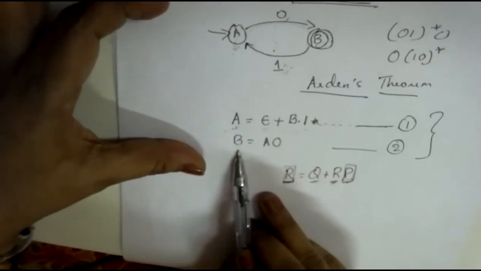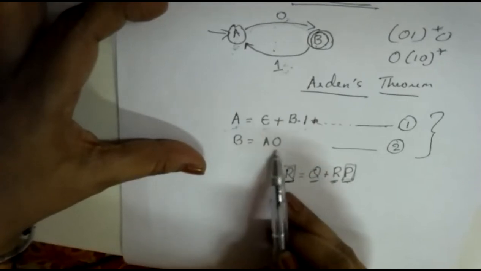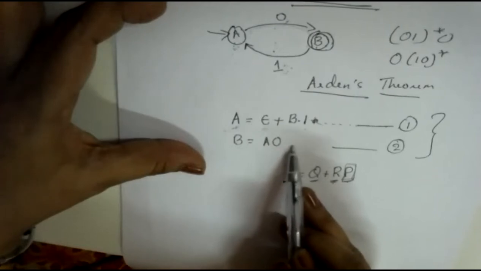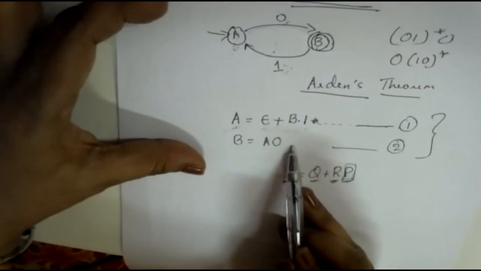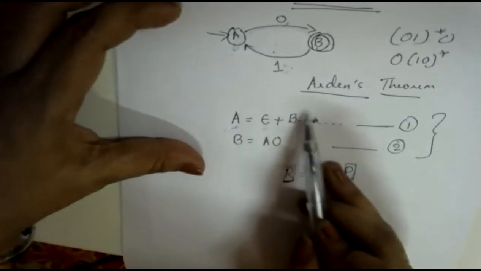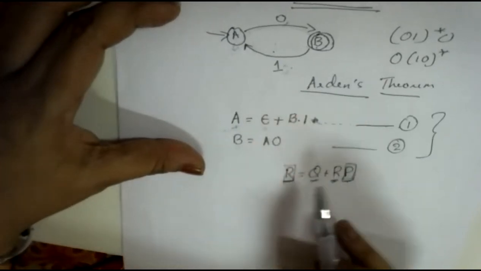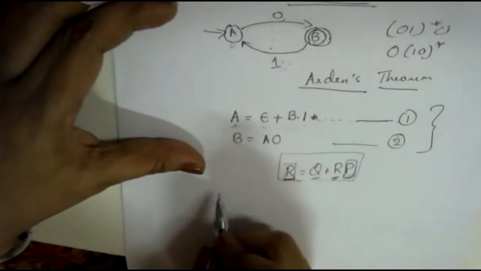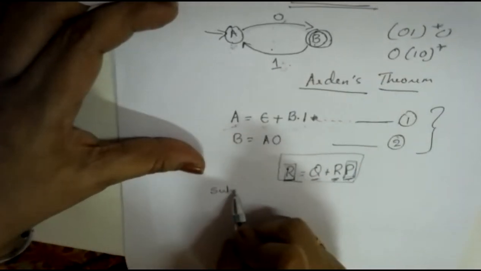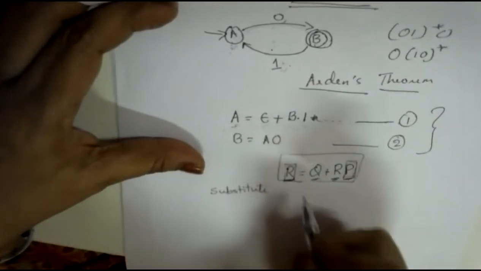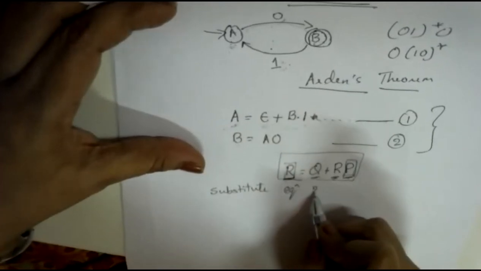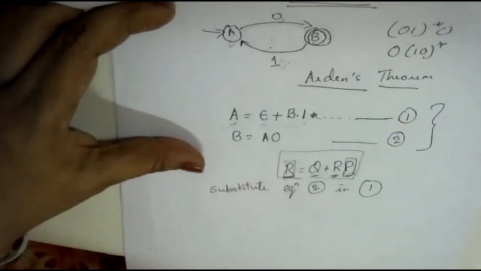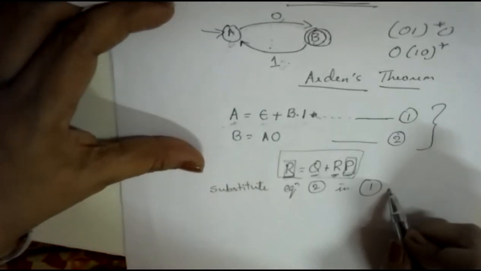Similarly, we'll see this. R is our B. Do we have B? No, we have only Q. We don't have B, so we don't have RP. So we have to substitute and bring this into a simpler form so that we get it in this format. So what we can do is substitute equation 2 in 1. I hope it is clear why I am doing this.